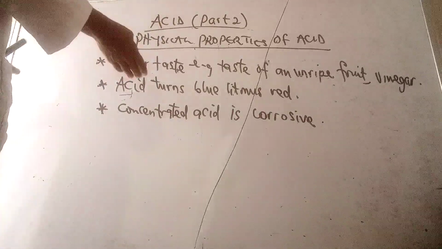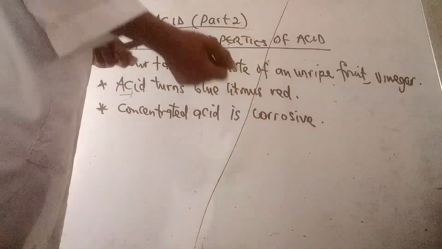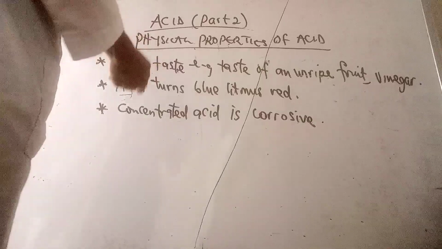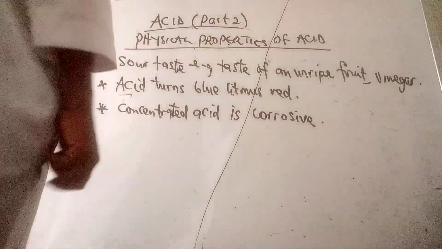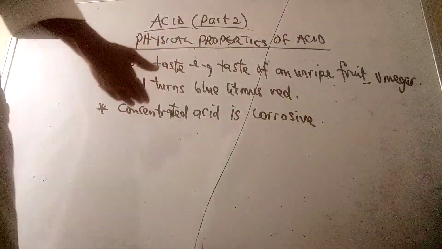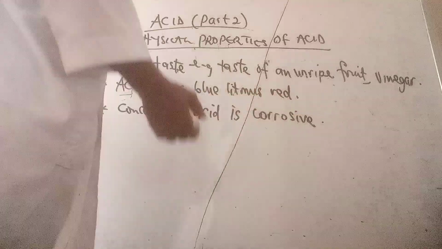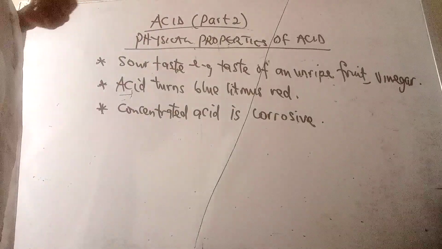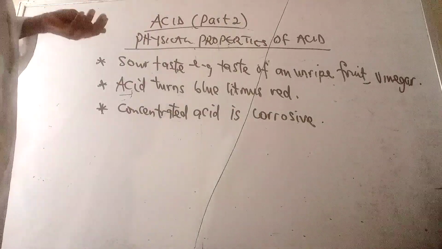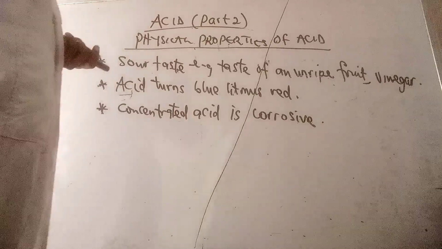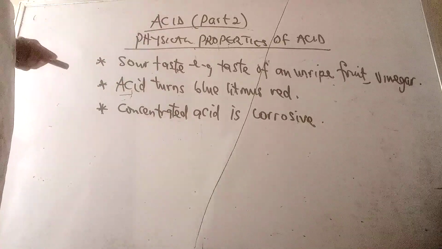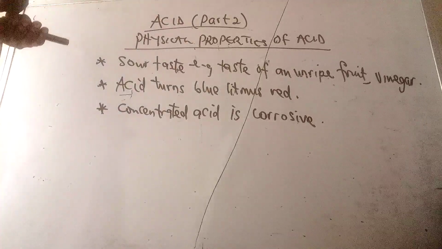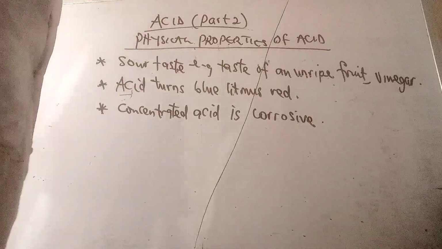Okay. Acid turns blue litmus red. Yes. If you bring a blue litmus paper in contact with an acid, it will turn it to red. And when you have concentrated acid, it is corrosive. That means it can eat up an object like wood or skin. If it gets in contact with it, it can begin to eat up that spot. So that means it's not something to play with while in the laboratory.